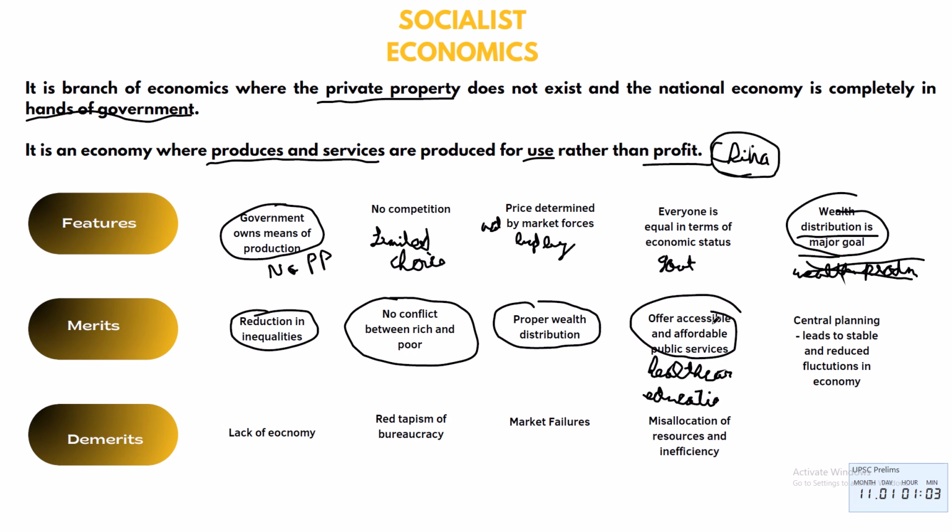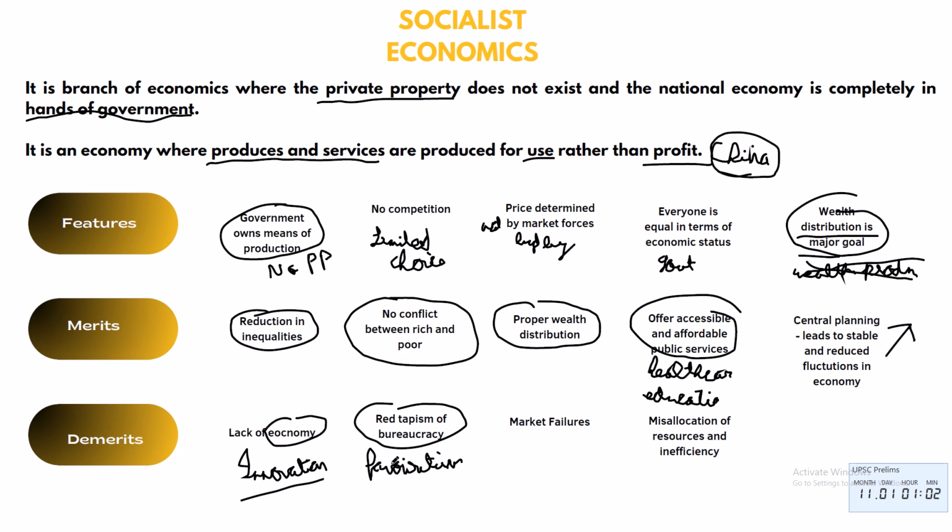Central planning leads to stable and reduced fluctuations in the economy, which can result in positive growth of an economy. However, let's look into some demerits. Lack of innovation. So absence of profit motives or competition can lead to limited innovation and technological advancements. Next one is red tapeism of bureaucracy, which might cause delays due to inefficiency, corruption, or even favoritism can play in.